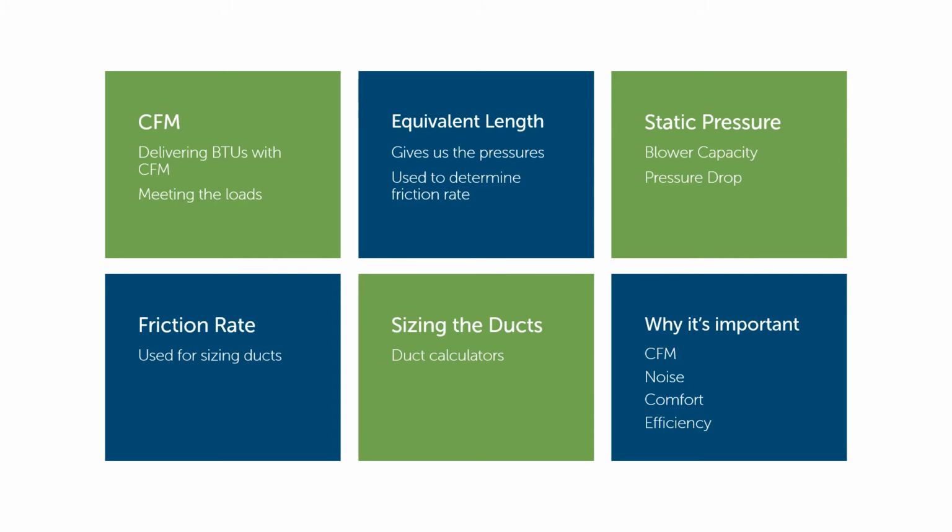We're going to talk about getting the CFM right and delivering the proper amount of BTUs that will meet the loads in each space. Equivalent length is going to give us the pressures that we need. It's going to help us determine our friction rate, and friction rate is used for sizing the ducts. We'll discuss static pressure and blower capacity and how it affects the blower. We're going to talk about sizing the ducts using duct calculators. I'll give you a few tips on how to decrease the noise, make sure that everyone's comfortable, and have a very efficient system.